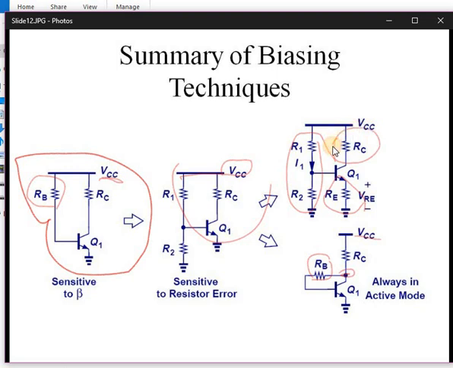So finally, among these four circuits, the first circuit is sensitive to beta, the second one is sensitive to resistor variations, the third one is always in active mode, but the fourth method is most suitable for faithful amplification of a transistor. So the most used biasing circuit here is the potential divider biasing circuit.